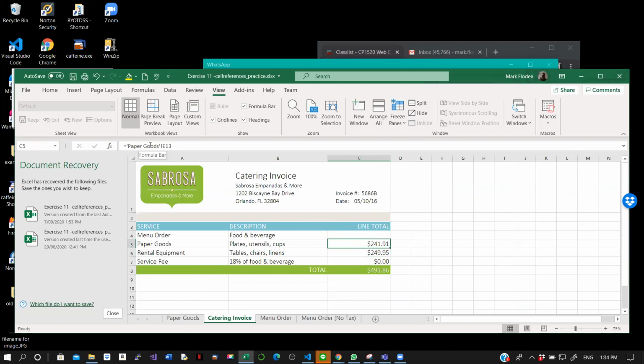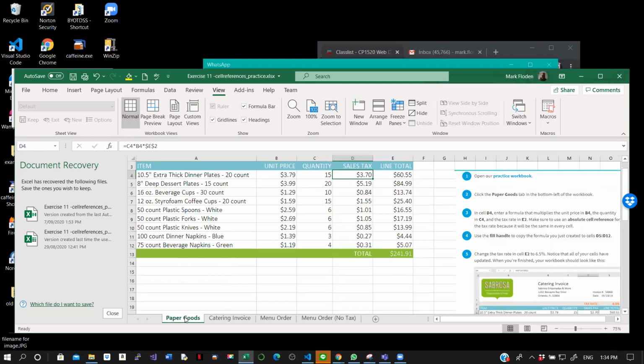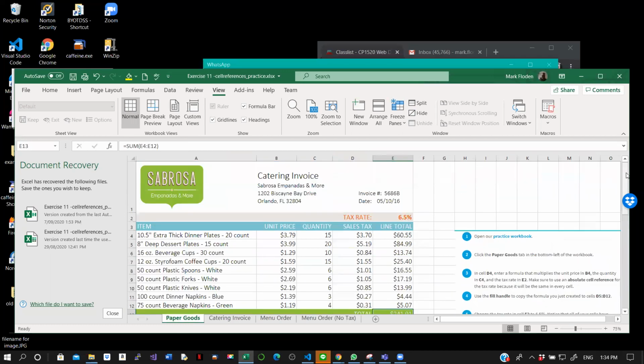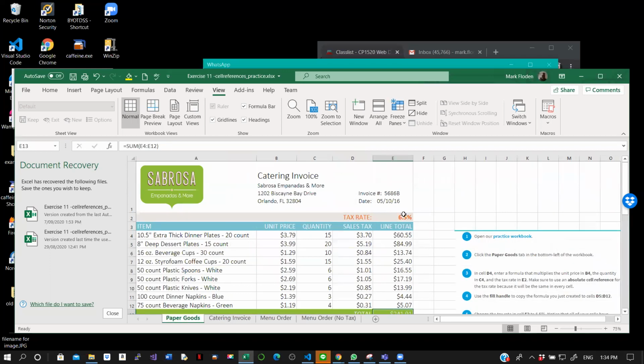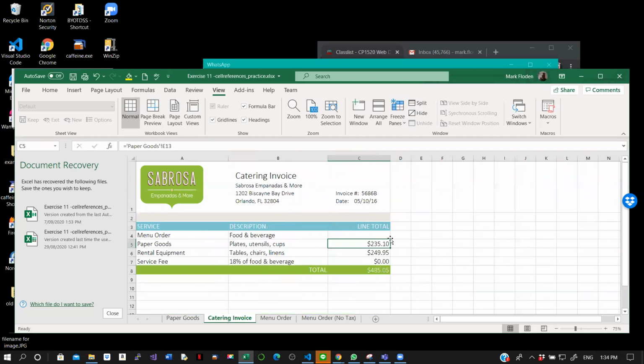We've got this thing in quotes, paper goods. That means go to the worksheet paper goods and take the contents of cell E13, and the contents of cell E13 is the total. So even if this total changes, do you see the total there? If we go back to the catering invoice, it's 241.91. If we change the rate of tax again, very small tax now, tax holiday, right? And then we'll see that that number 241 is changed to 235. Tax was really a small part of the total there.